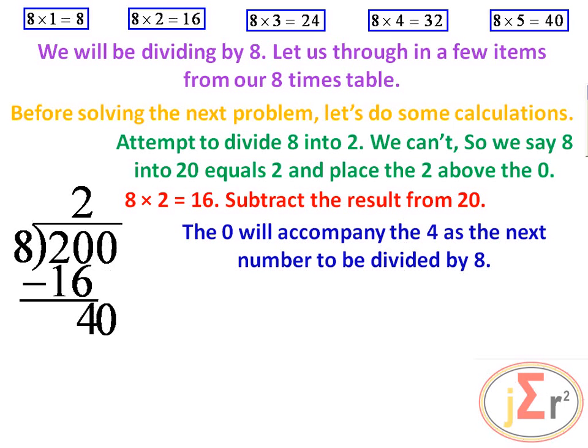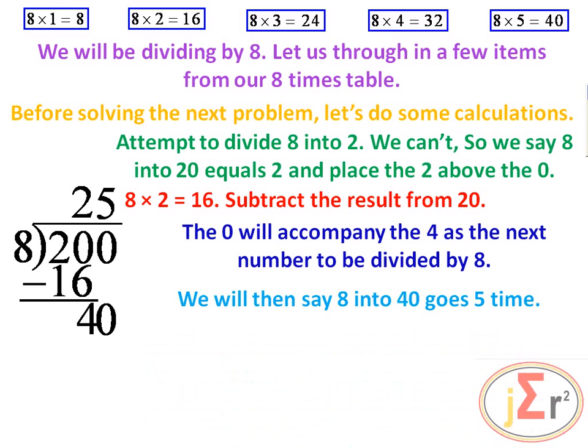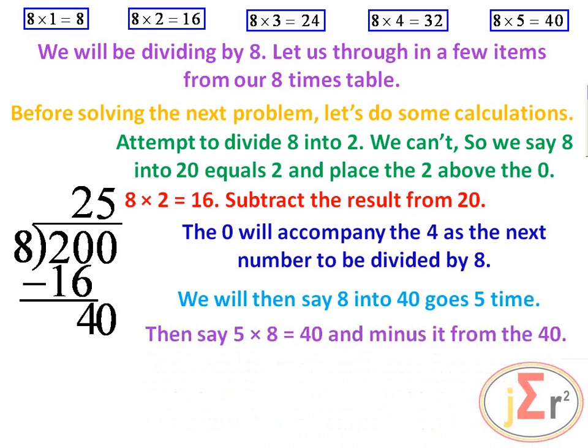8 into 40, Jerry? 5 times. So we will then say 8 into 40 goes 5 times, and then we say 5 8s? 40. So we say 5 8s 40 and minus that 40 from the 40 that we have there. And what will be the result? 40 minus 40 is equal to 0.